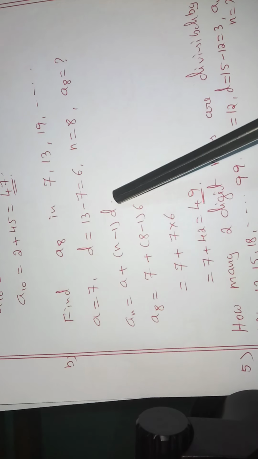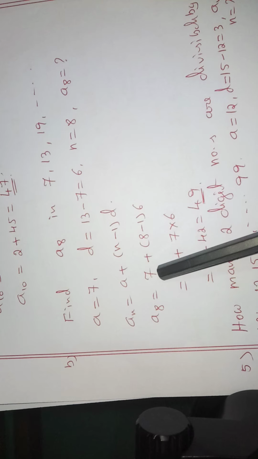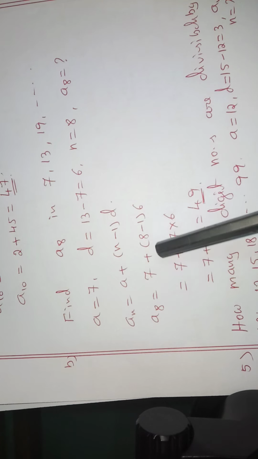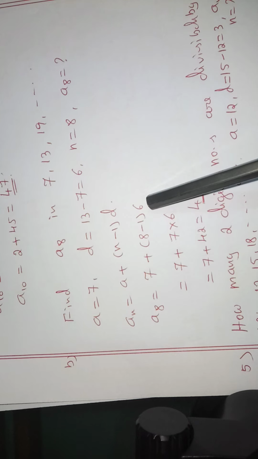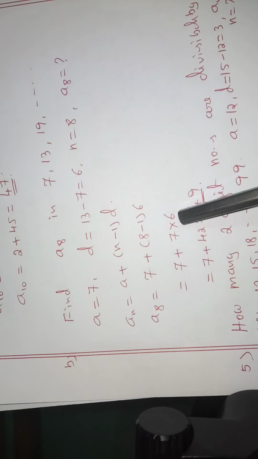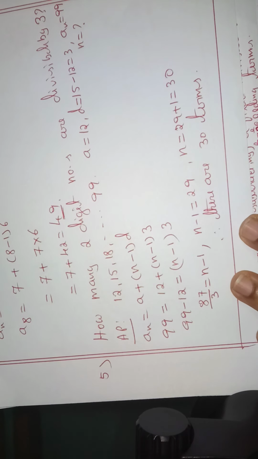Next write formula. AN is equal to A plus N minus 1 into D. Next A8 is equal to 7 plus 8 minus 1 into 6. 7 plus 7 into 6. 7 plus 42 is equal to 49. Completed now?